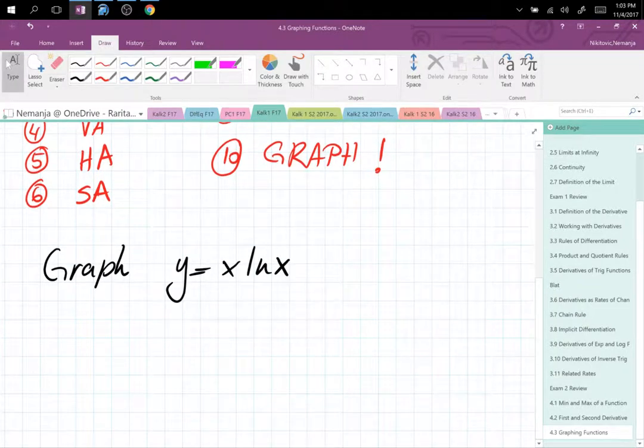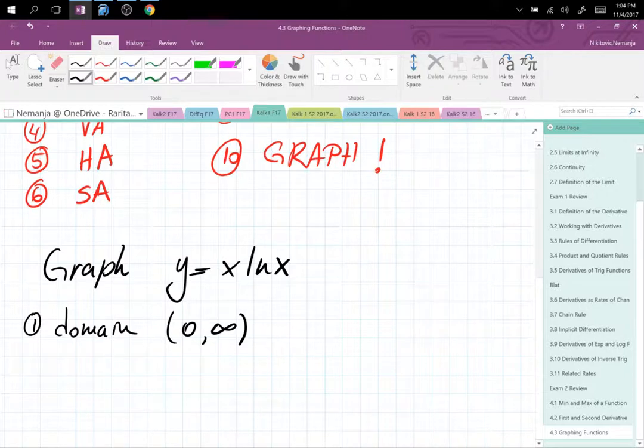So we know that the domain was 0 to infinity, because the domain for x was negative infinity to infinity, while ln x has 0 to infinity. That's more restrictive, therefore it becomes the domain for everything.